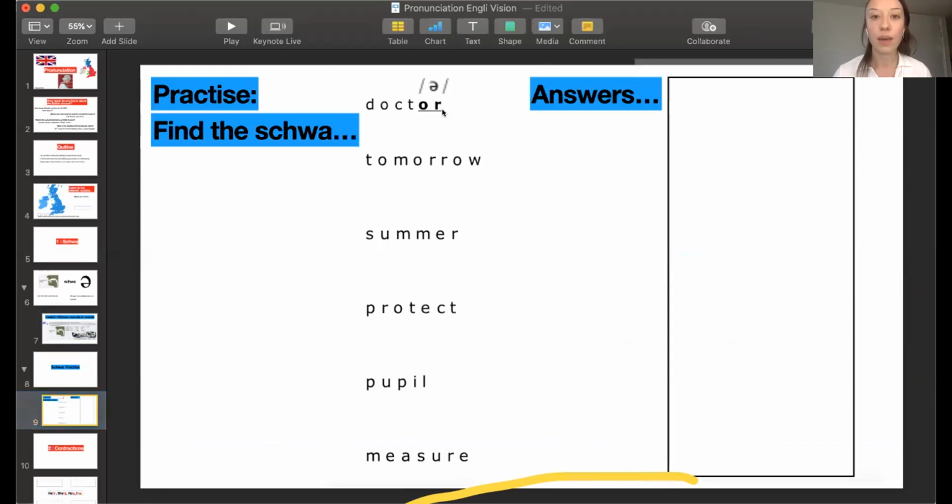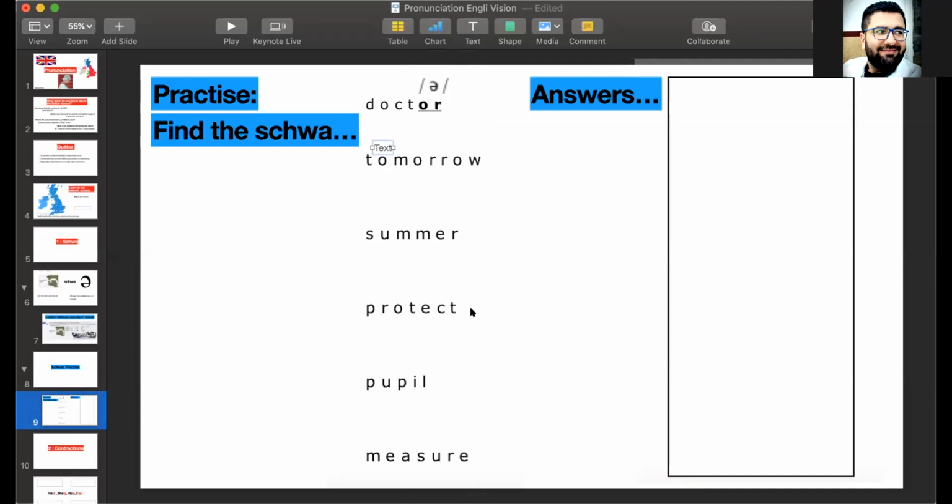So having a look here, we have some words which have the schwa sound in them. If you have the answer, please feel free to speak. So, doctor. The schwa, the a, is at the end. Where is the schwa here? Listen. Tomorrow. Where's the schwa? R-O-W? At the beginning. Good. Well done. Tomorrow. Ah, it's the schwa sound. Tomorrow.